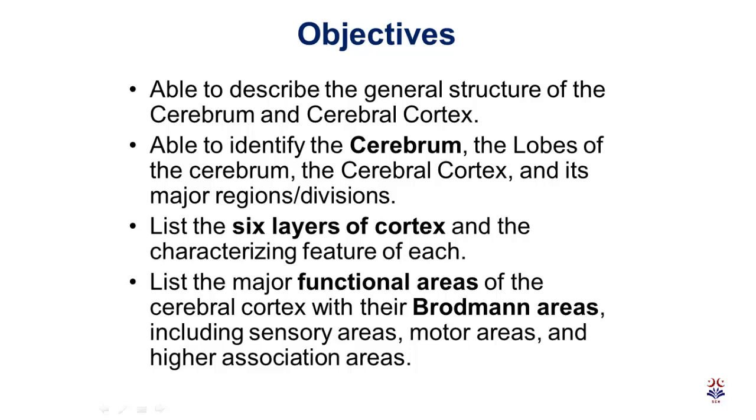First we see the objectives. Here we describe the general structure of the cerebrum and cerebral cortex and identify the cerebrum, lobes of cerebrum, cerebral cortex, and its main regions or divisions. Then we see the 6 layers of the cortex and the main feature of each layer of the cortex. Then we see the major functional areas of the cerebral cortex.